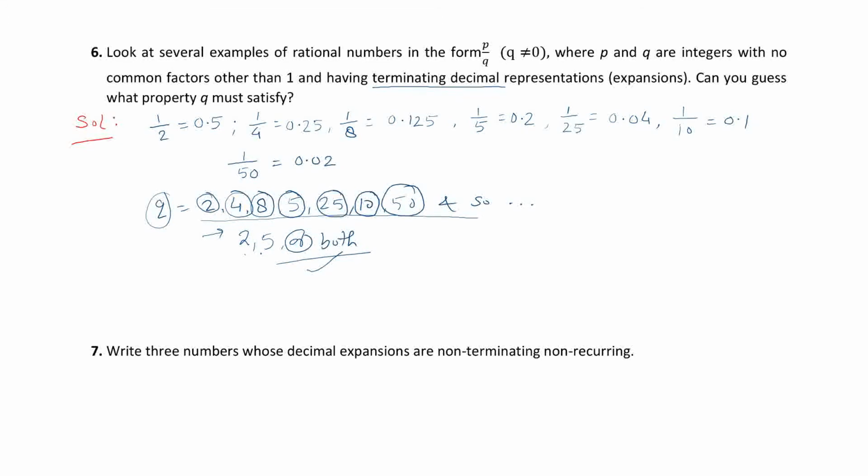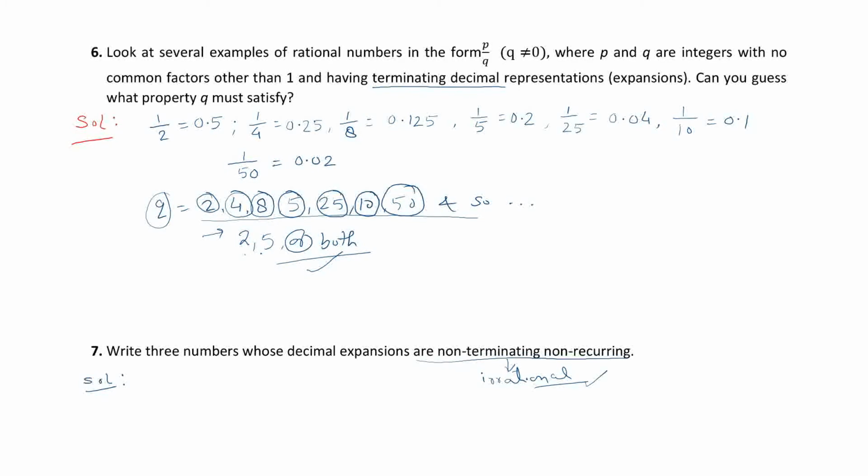Write three numbers whose decimal expansions are non-terminating, non-recurring. So we have to write any three numbers whose decimal expansions are non-terminating, non-recurring. What does it mean? Non-terminating, non-recurring. It means the number should be irrational. So we learned earlier that when the decimal expansion is non-terminating and non-recurring, it belongs to irrational numbers.